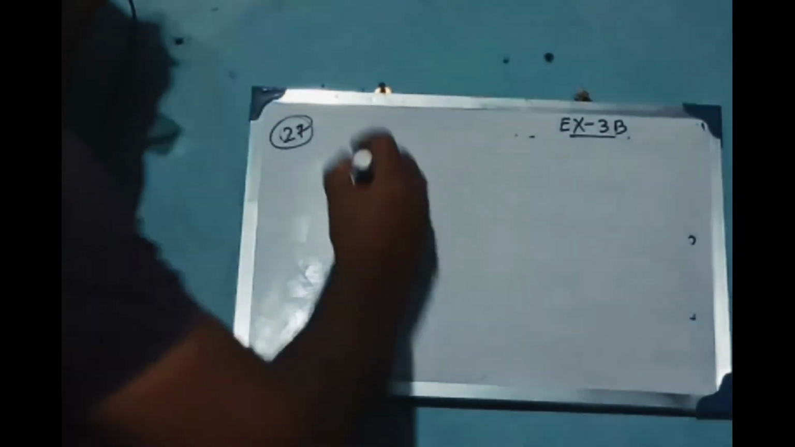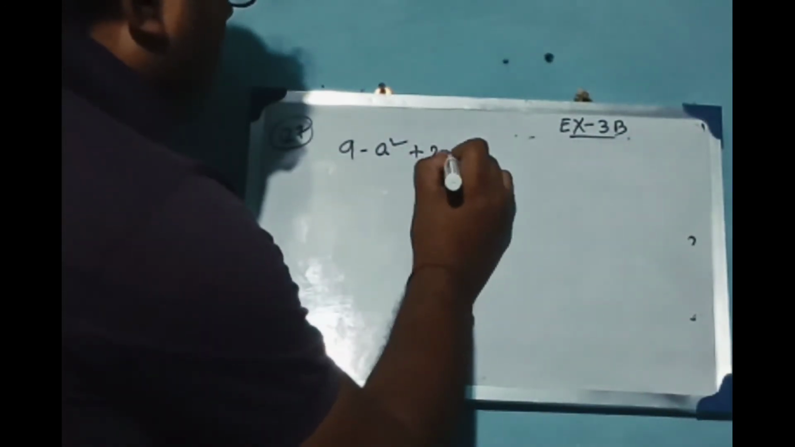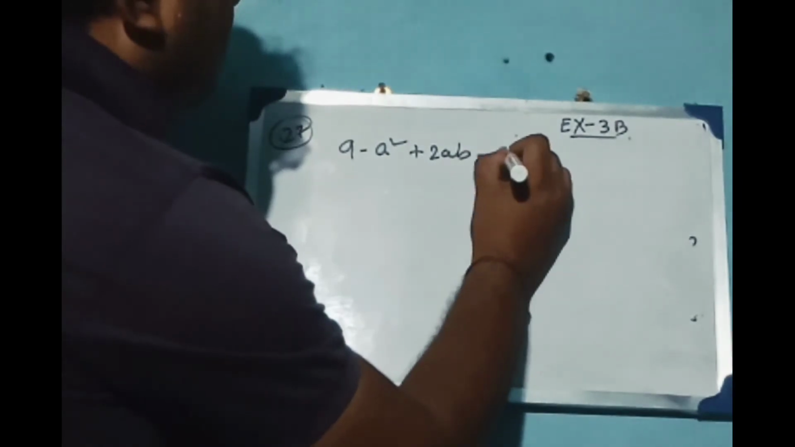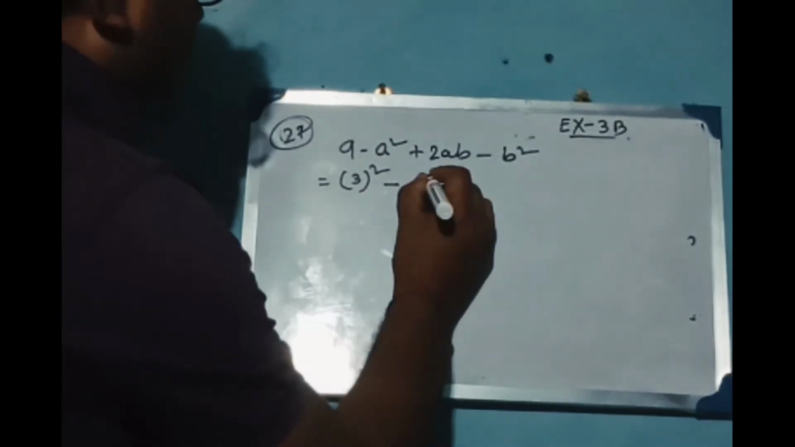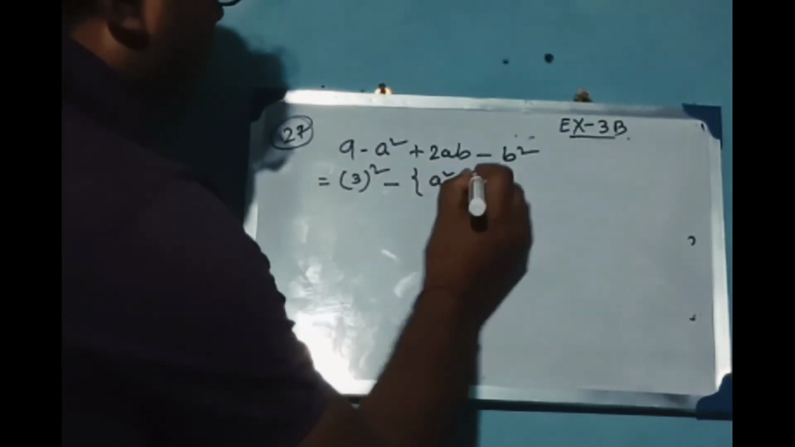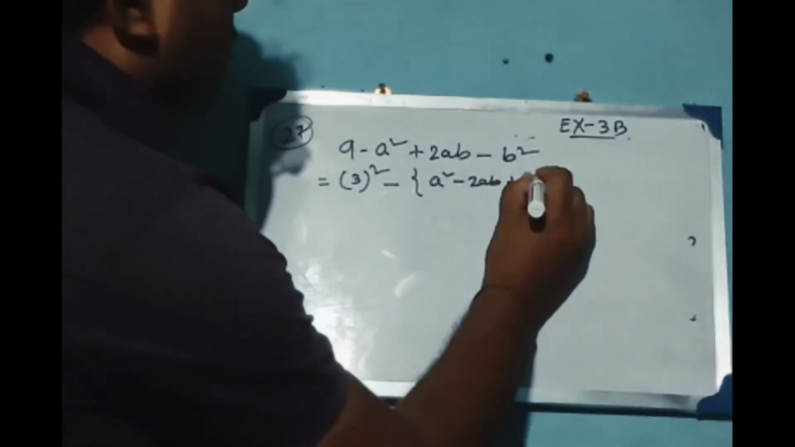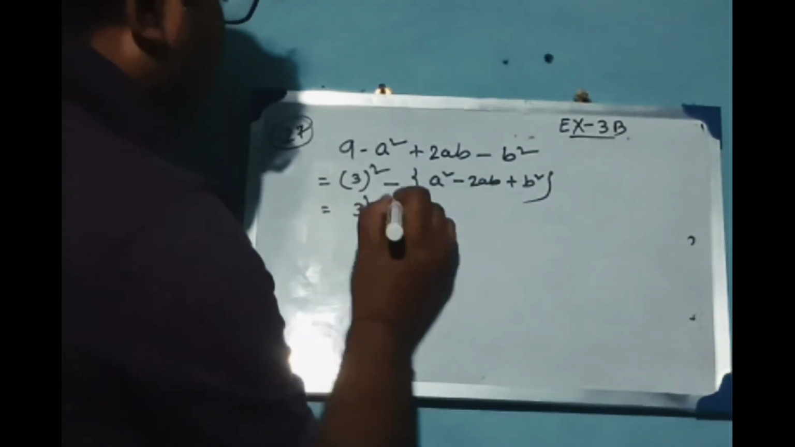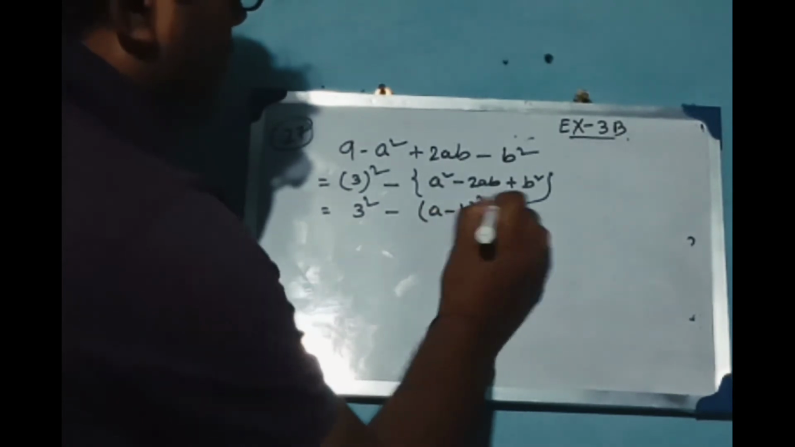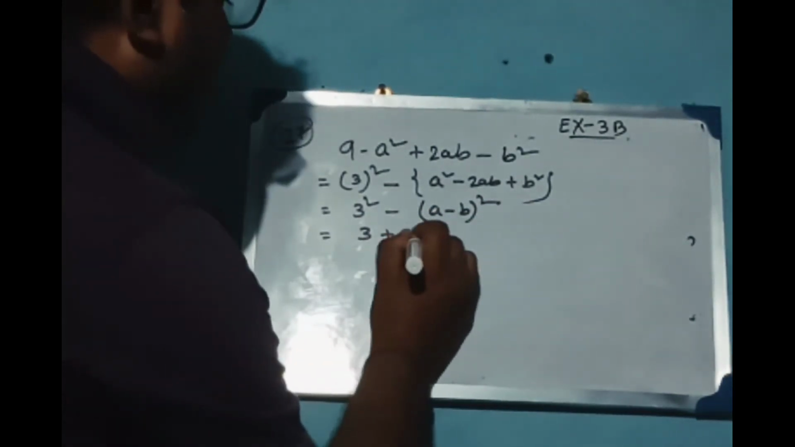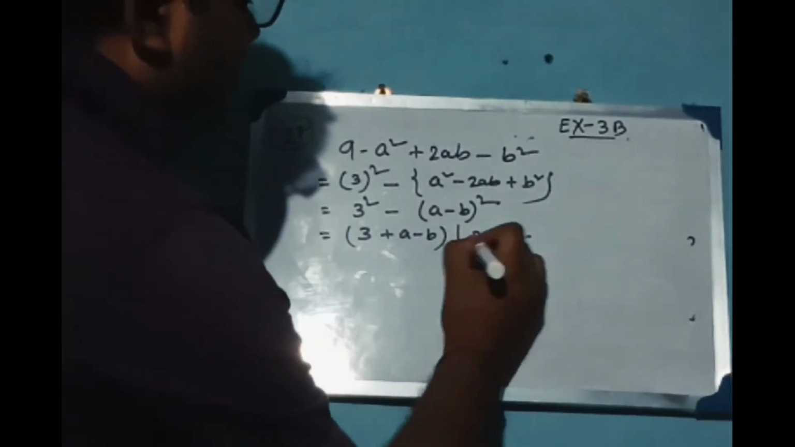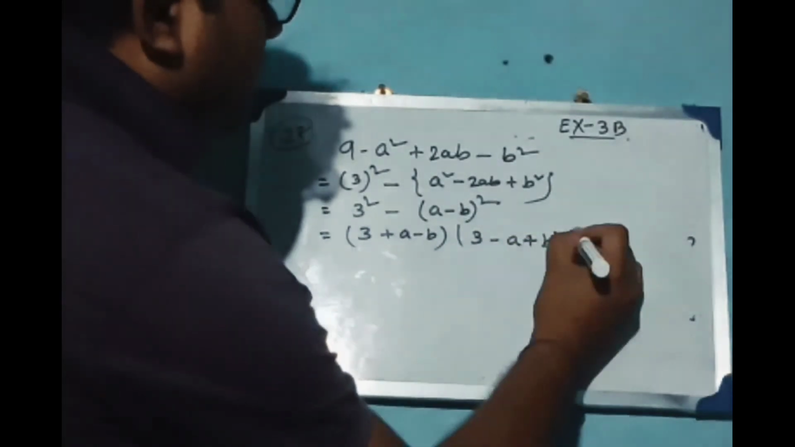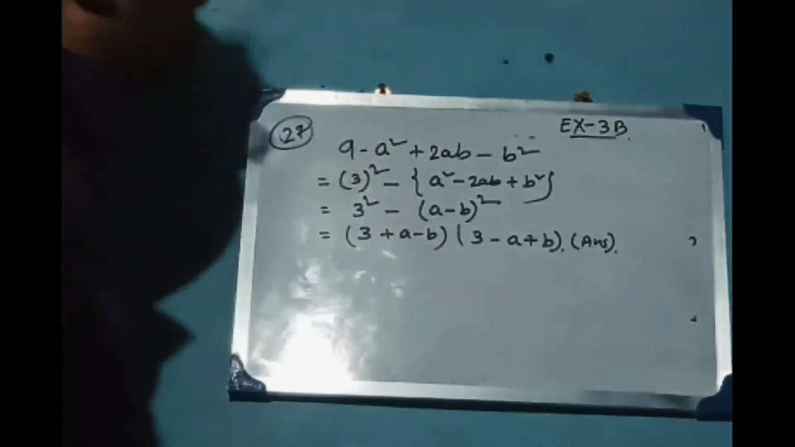9 minus a square plus twice ab minus b square. This is also an easy question. 9 can be written in the form of 3 square, minus taking common, this will be a square minus 2ab plus b square. 3 square minus a minus b whole square. 3 plus a minus b, 3 minus a plus b. This will be the answer.